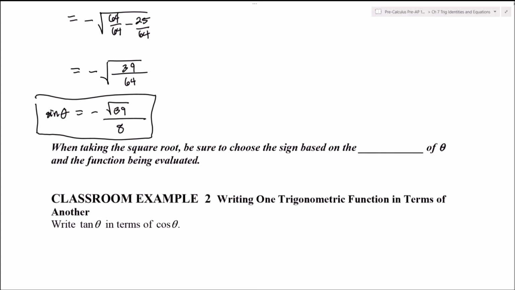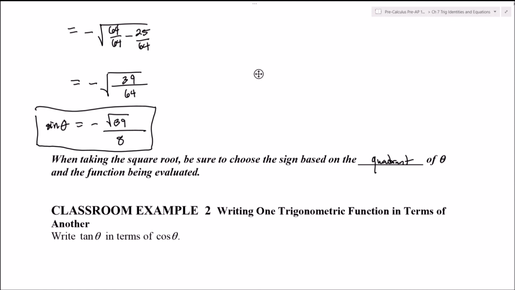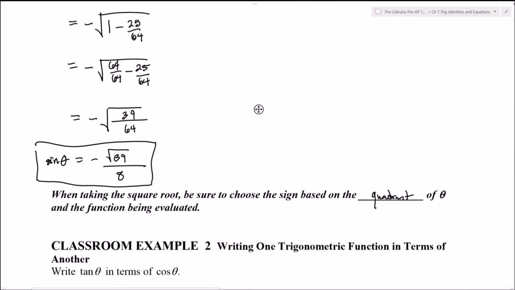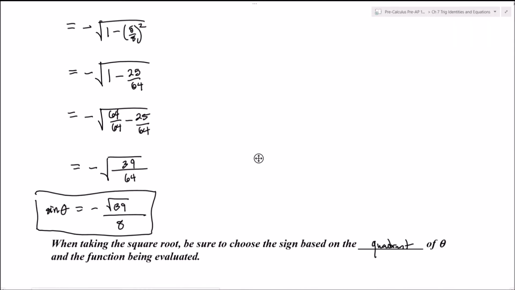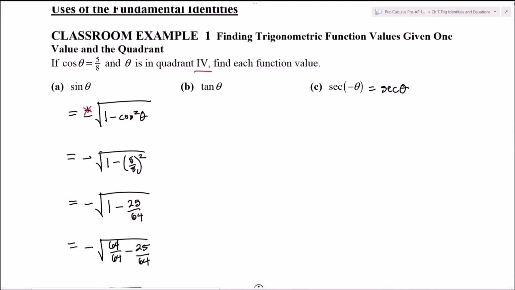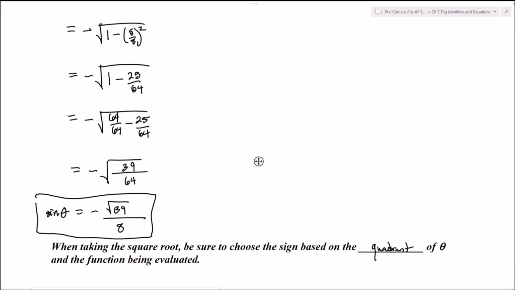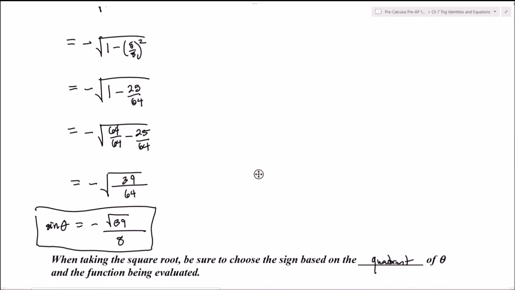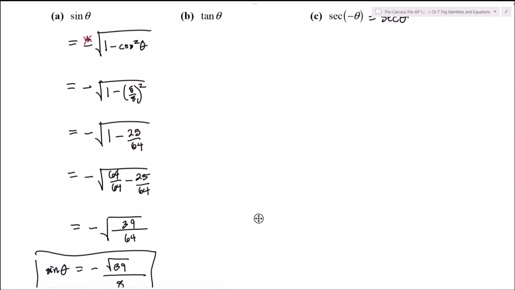And of course, I don't know if you see that. When taking the square root, be sure to choose the sign based on the quadrant. So I'll go ahead and write that in. Quadrant of theta and the function being evaluated. Sine in quadrant 4 is negative, therefore we chose the negative, not the positive. We ignored the positive one. So that's example 1a.